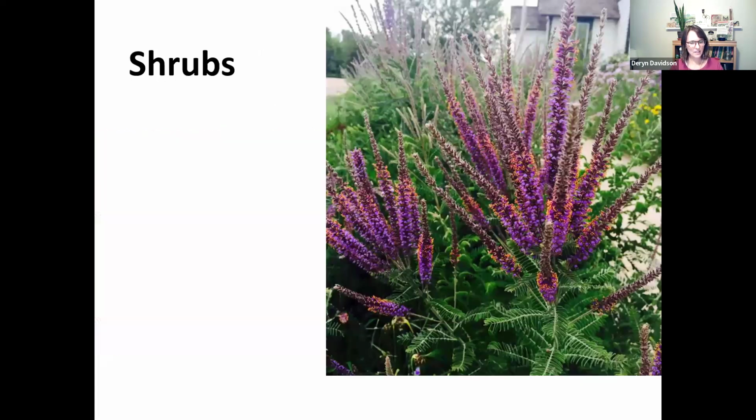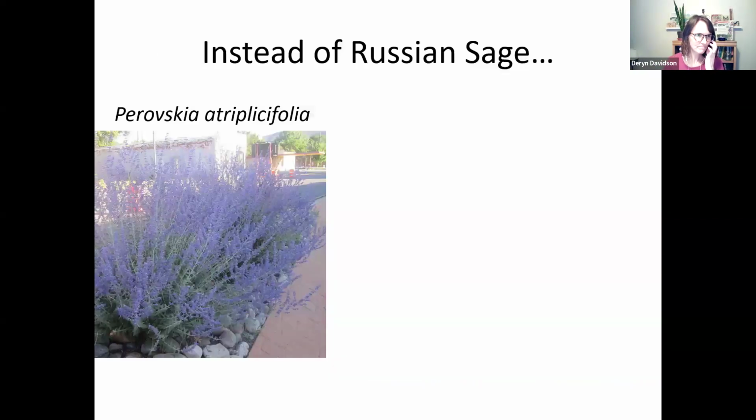Okay, that concludes our tree section. I'm going to keep going. I'm going to get through shrubs, and then I think we'll stop for questions there. I have a lot to cover, and I don't want to run out of time.